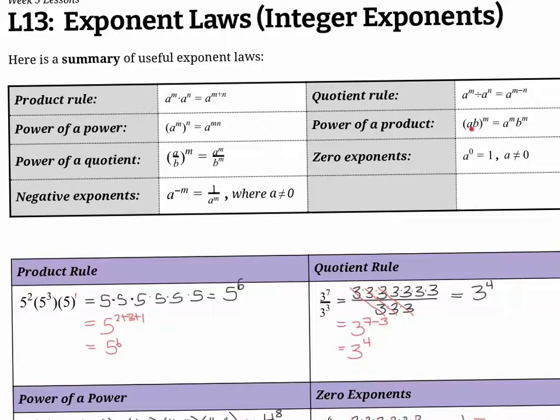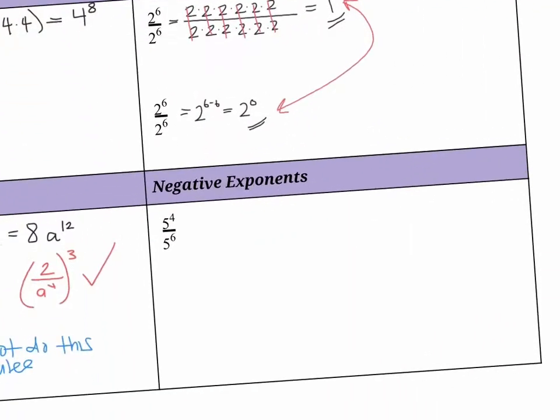So we've got two more rules down. Power of a product: we have two things multiplying inside a bracket with an exponent outside, and we can apply that exponent to everything inside. And then power of a quotient, same thing. If we've got a quotient inside, so it's two things that are dividing, and we've got a power outside of the bracket, we're going to apply that power to everything inside. And our last rule that we're going to go through is negative exponents.